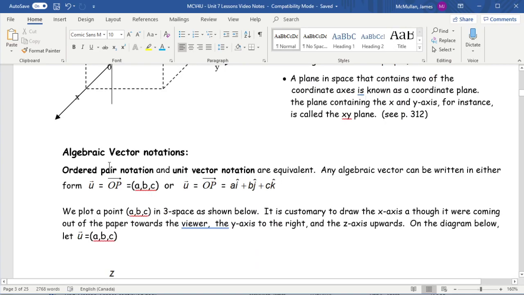Once again, whether you write it as an ordered pair or a unit vector sum, it doesn't matter. a, b, c is the same thing as ai, bj, ck all added together, so that's fine.